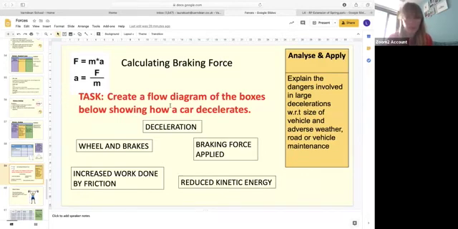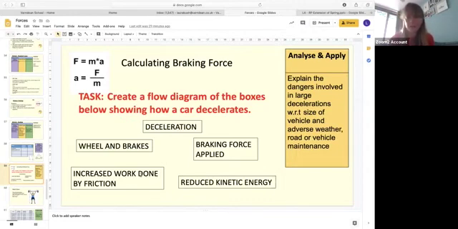Flow diagram here, to show how a car decelerates. So these questions, they're quite specific actually. We need to think about how we would go about answering them. And so essentially a braking force here is applied to the wheels and brakes that increases the work done by friction. So work done is energy. Okay, so I'm applying a force to the wheels and brakes that increases the work done by friction to reduce the kinetic energy here.